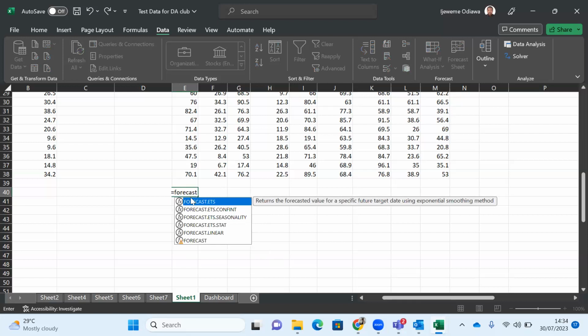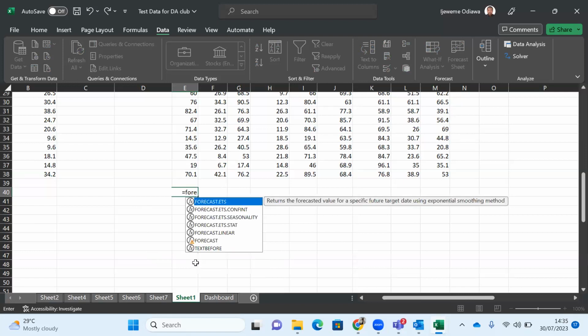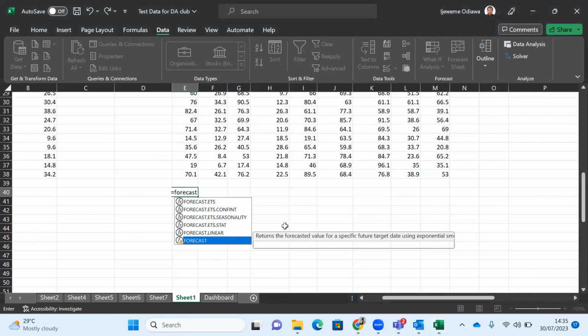Is there any way we can forecast? Are we familiar with this function? Are you familiar with linear forecasts? As we can see, it says returns the forecasted value for a specific future target date using exponential smoothing method. That's this one. Each of them has their different types of forecast. This one includes seasonality. This one gives us a linear forecast, while this one just uses exponential.